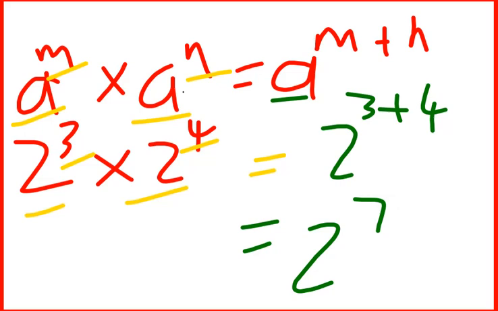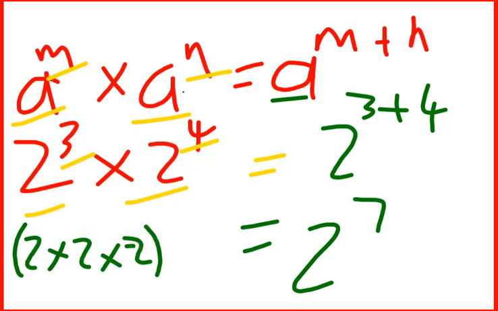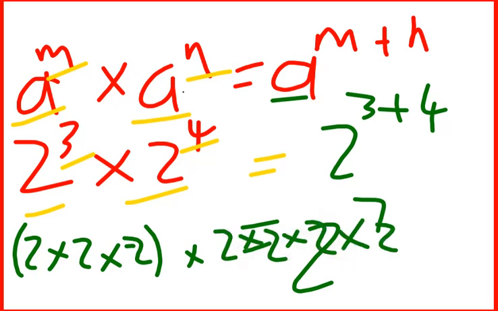And you can double check that by doing this. So 2 times 2 times 2, 3 times, and 2 times 2 times 2 times 2, 4 times. If you add the 2's, 1, 2, 3, 4, 5, 6, 7, you get that we are saying 2 times 2 times 2, 7 times. So using the rule, we get 2 to the power of 7. Can you see why the rule works?